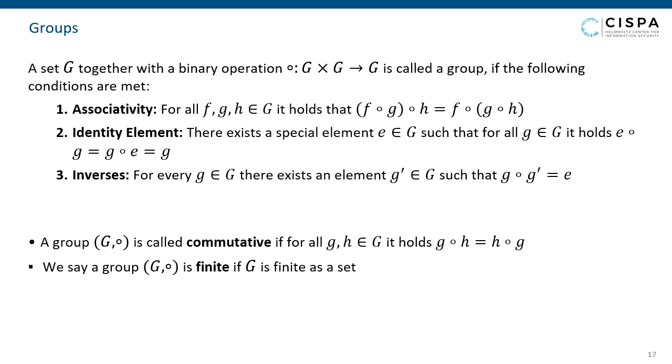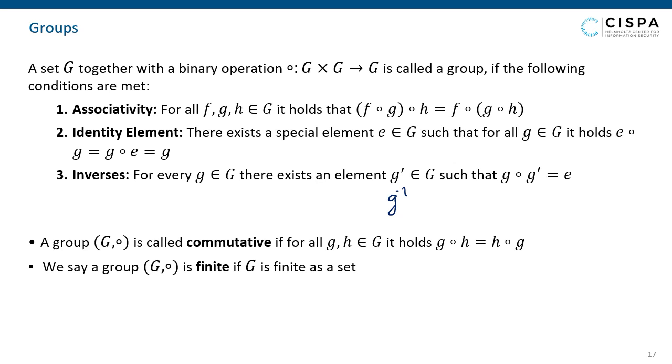And it is not hard to establish from these three requirements that identity elements are unique. That is, there's just a single identity element in each group. And inverses are unique for every g in the group. That is, every g just has one element, g prime, which we typically call g inverse, such that g times g inverse is e.